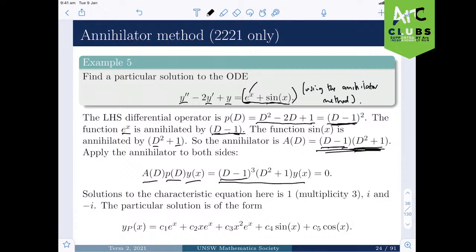And the solutions to the characteristic equation for this are 1 with multiplicity 3, i and minus i from this factor. And so the particular solution, we can say it has to be of this form. Essentially, this gave us the reason why we sometimes guess things like e to the x and multiply by x again, that kind of stuff in first year. This is like a non-guessing method of getting to that. So a particular solution has this form.